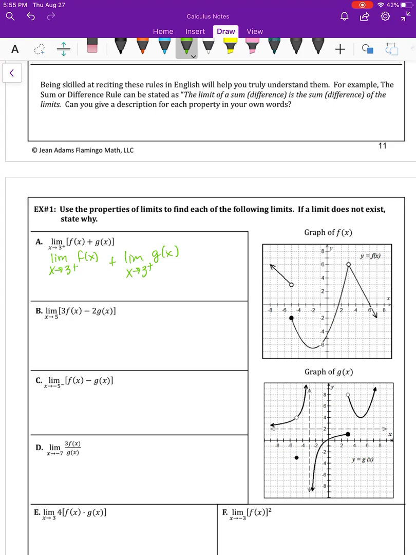So now we're going to go to f of x, which is this first one, and we're going to go to 3 from the right. So I'm coming in from the right, approaching x equals 3. Here's our x equals 3. So from the right, I get 6. And now g of x down here, I'm approaching 3 from the right. And so here's where I'd be going, moving along that way. 3 from the right is going to be 8. 6 plus 8 is 14.